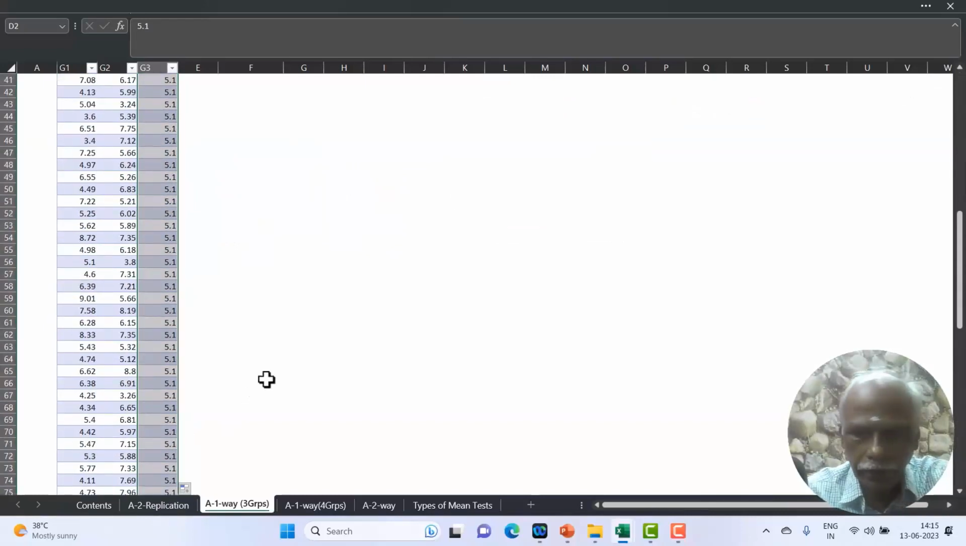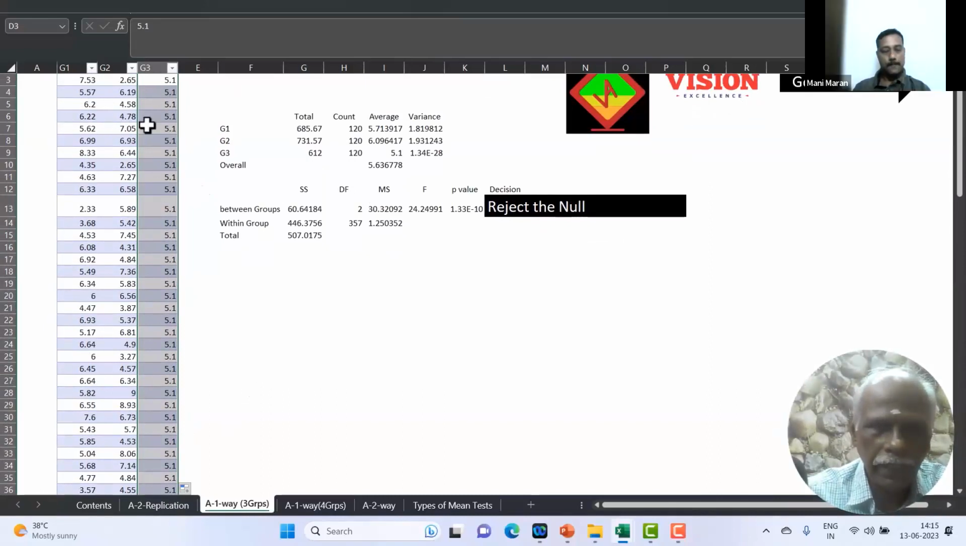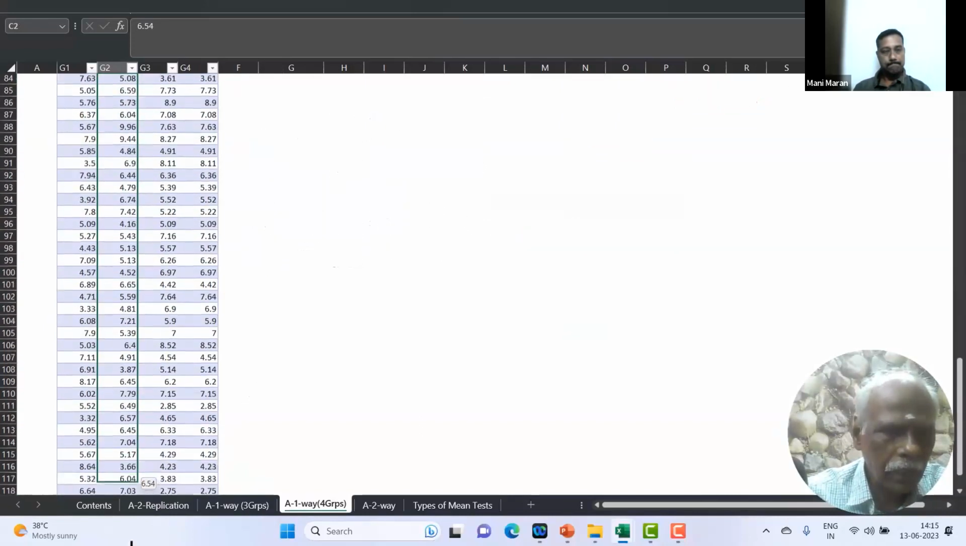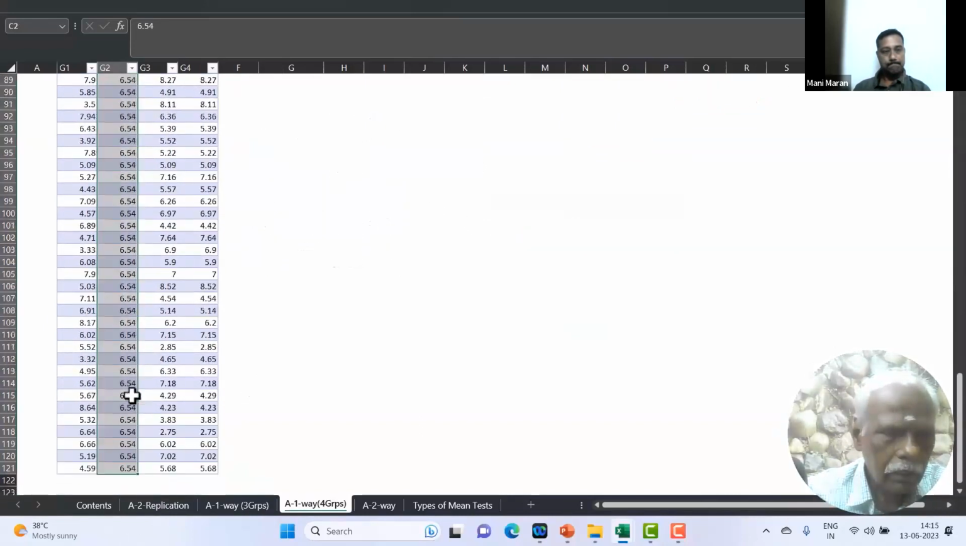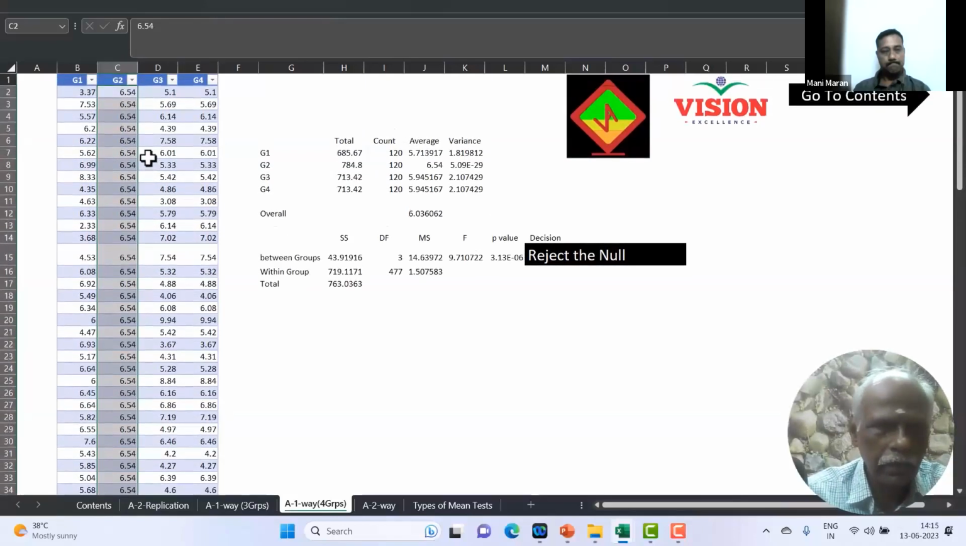Then we will see what happens. See here, reject the null, because this is particularly a different one. This is varying from the remaining groups. So this is how you go for the one-way ANOVA test. And if there are 4 groups, do the same thing. What I will do is I'll just copy this 6.454 here. See here, and you can see here, reject the null, because this is deviating from the others. All are not performing at the same level. So this is how you do one-way ANOVA.